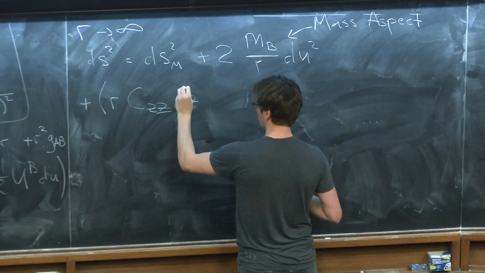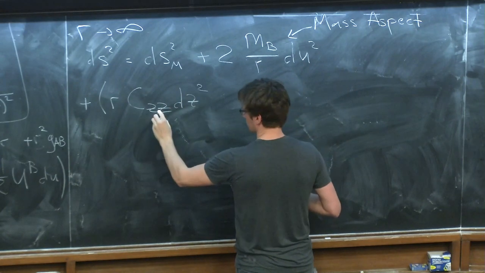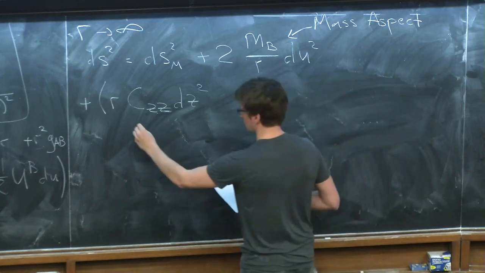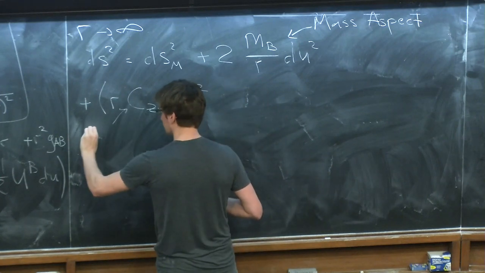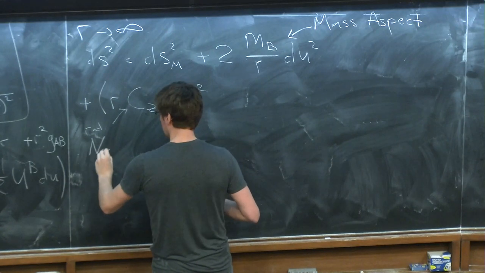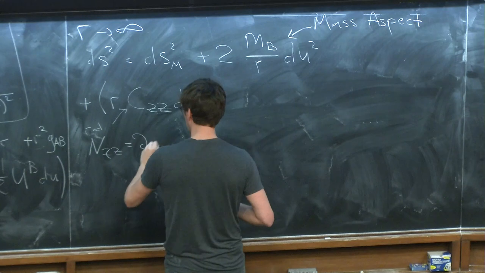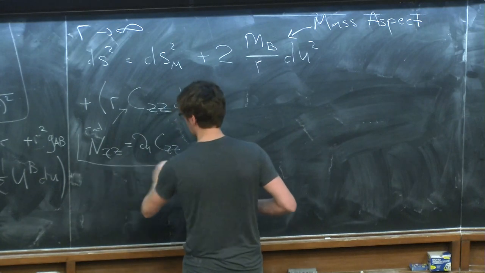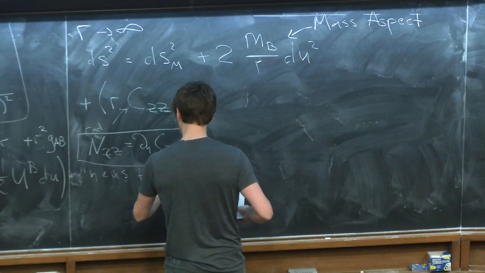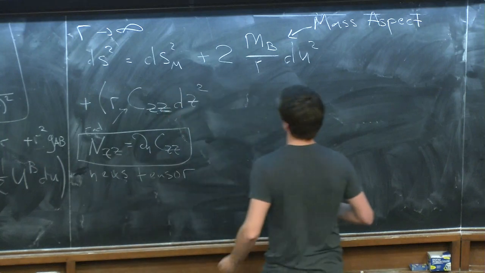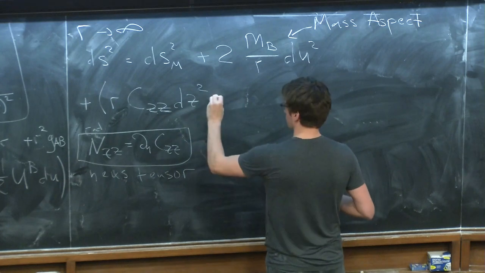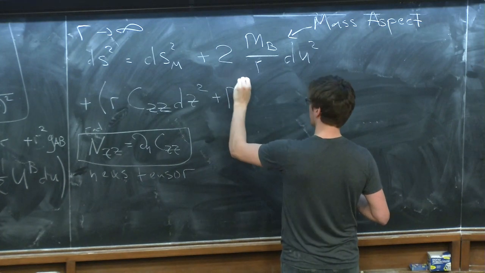Then there is this C_zz tensor, and this will be related to radiation. So C_zz is related to radiation. It doesn't have its own name, but its derivative has a name. N_zz, which is equal to the derivative with respect to u of C_zz, has its own name, and it's called the Bondi news tensor. OK, so we have this. There is a term of this type.